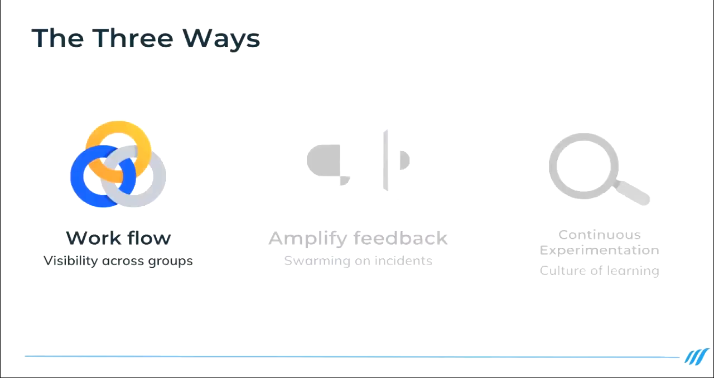I'm going to return back to Matt's presentation again and talk about the 3 ways once more. This is from the book, The Phoenix Project by Gene Kim. We'll start with the workflow. This for me is about the visibility across the organization.